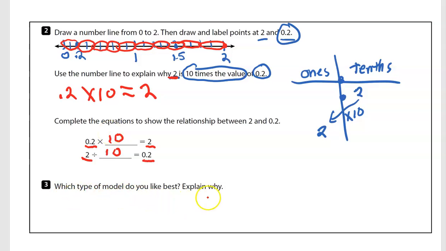Which type of model do you like best and why? So just respond to that. My personal choice is I just like the place value chart. The place value chart that I showed you earlier I think is just the easiest way to do that. But you could think back to the number line. Think back to what we just looked at also. We can kind of scroll back there, I think.